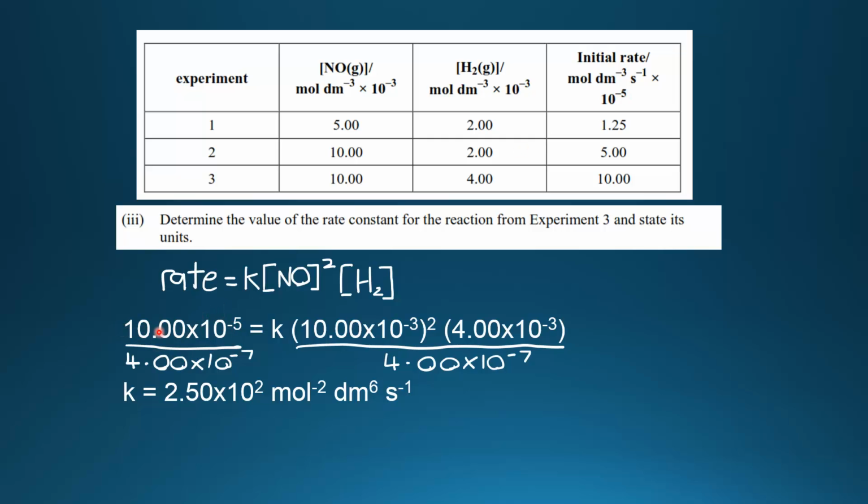So I start with 10.00 times 10 to the negative 5 equals k, and I have the concentration of NO to the power 2 multiplied by the concentration of hydrogen. And I'm going to cancel out for this side, so I divide both sides by the product of this, so it's 4.00 times 10 to the negative 7, and I do the same for this side, and I get k equals 2.50 times 10 to the 2, and the units are mole to the negative 2, decimeter to the 6, second to the negative 1. I'm going to explain how to get the units next.